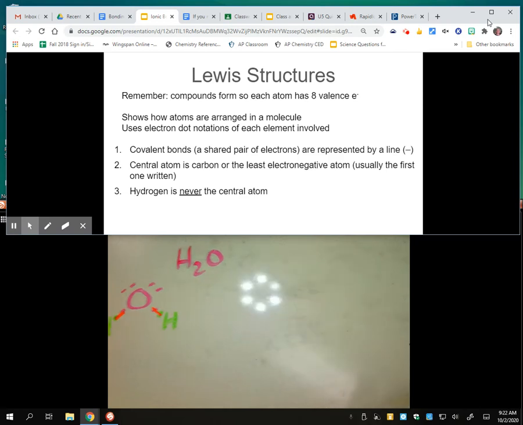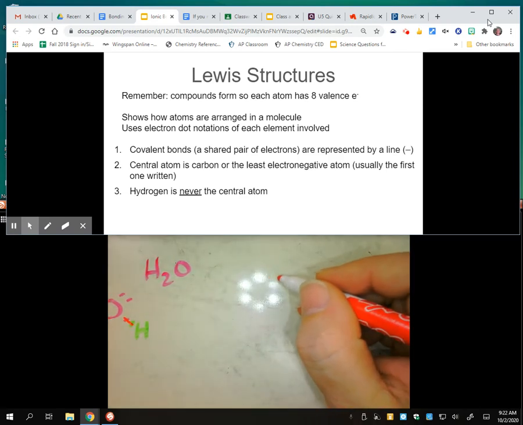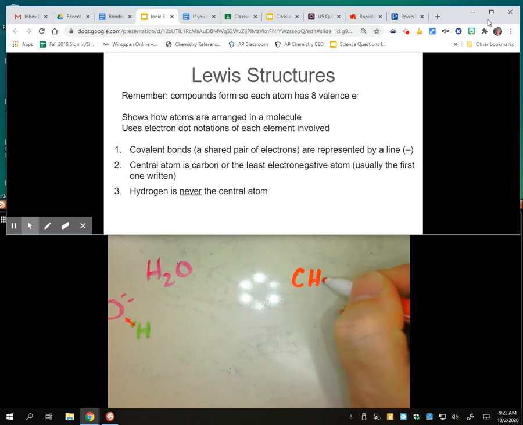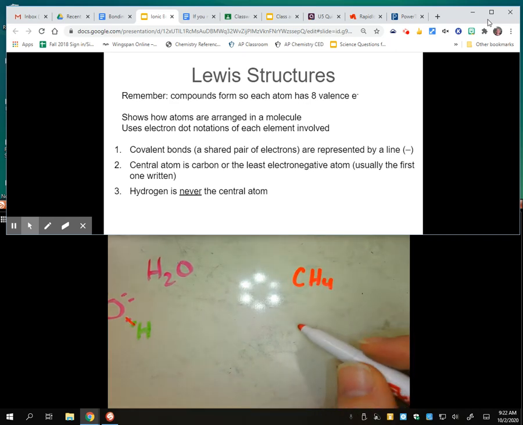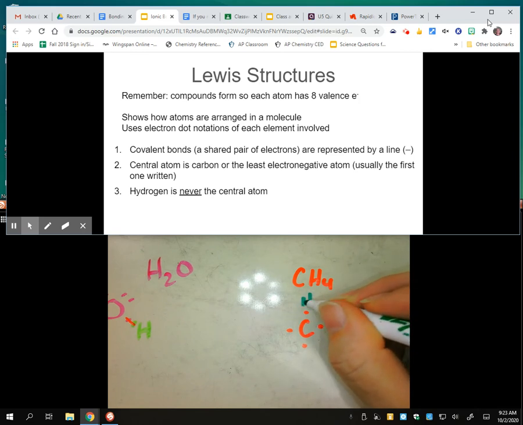Let's look at something else, let's say CH4. So carbon is present, so it's going to be in the middle. Carbon is in group 14, so it has 4 valence electrons. And often this is how I will draw 4 valence electrons, especially when I know that I've got 4 things that need to bond to this carbon. It kind of gives me 4 spots for bonding. So then I'm going to bring each hydrogen in with its 1 valence electron.